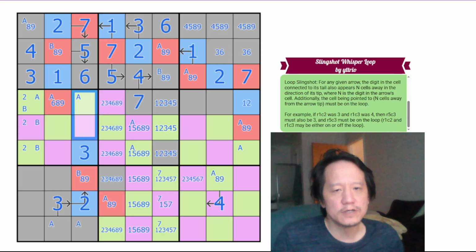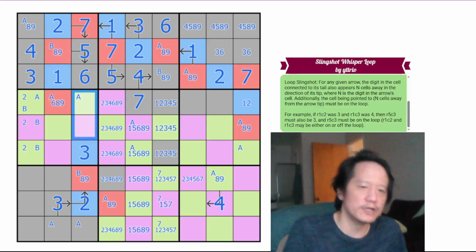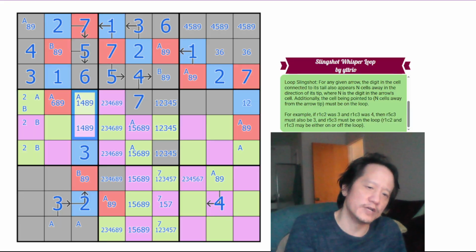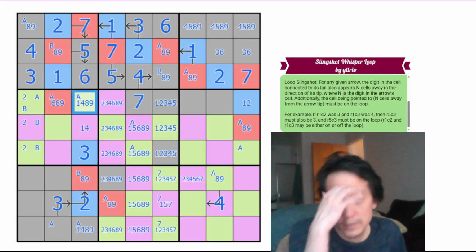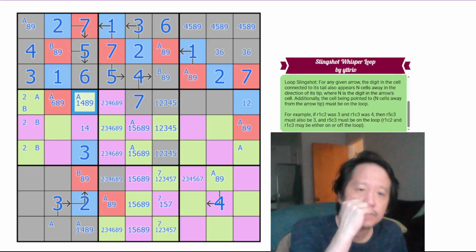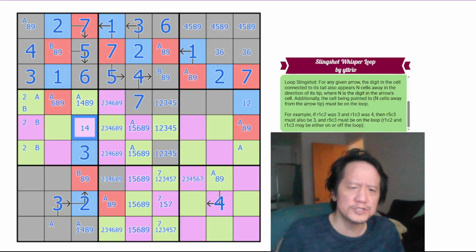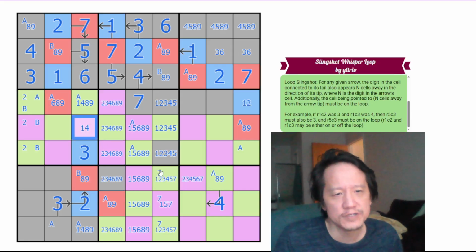The rest of column 3 is 1, 4, 8, and 9. But this sees both B and A, so it can't be 1 or 4. This could be A, and this could be A. So those are both valid too. So this is 1 or 4, and therefore this cannot be... Wait, but we have a contradiction.